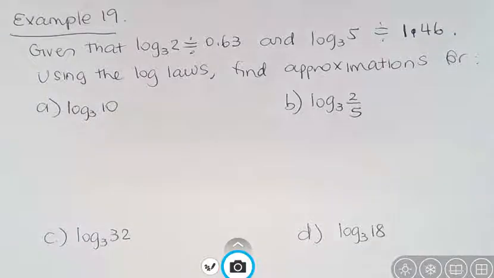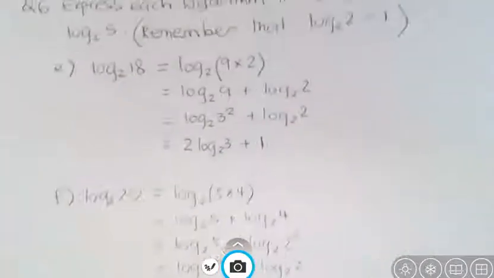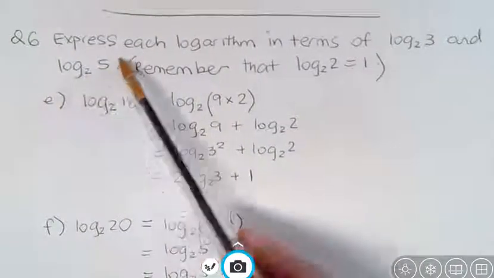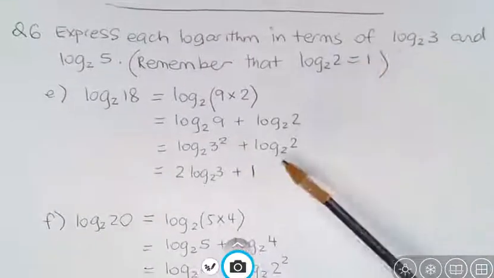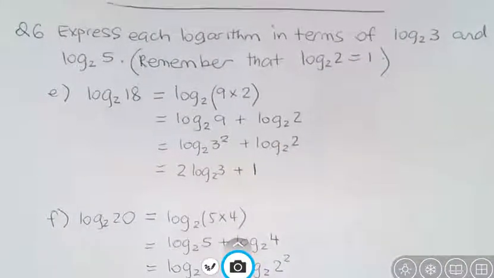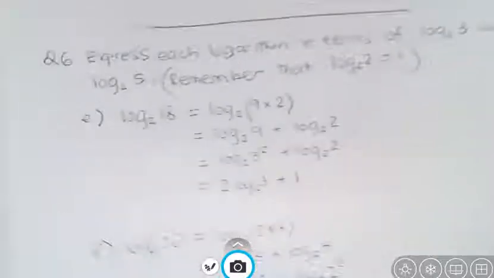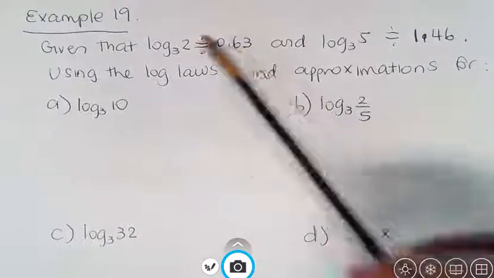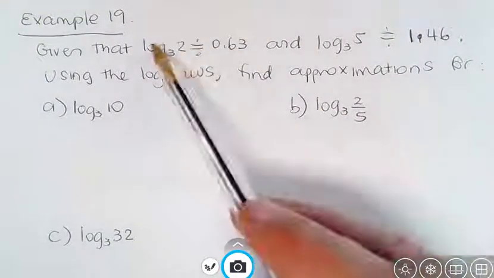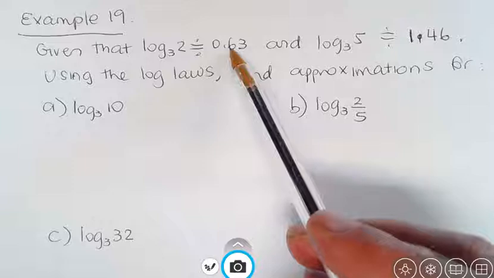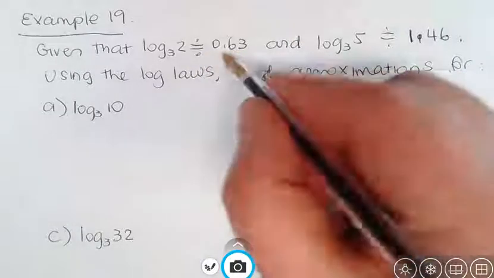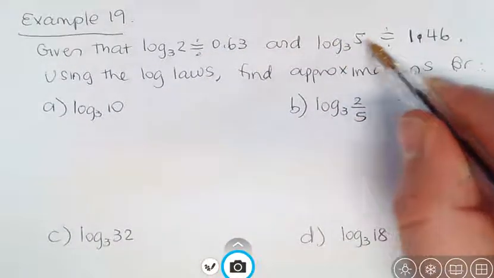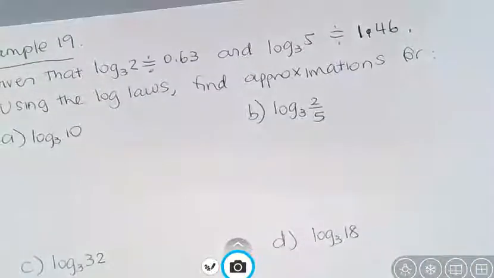19 follows on from the last question that we did. So in the last question, we were expressing these logs in terms of, say, log to the base 2 of 3, log to the base 2 of 5, and log to the base 2 of 2, but we weren't able to calculate the values. However, in this example here, we've been given approximate values for these logs. So given that log to the base 3 of 2 is approximately 0.63, to two decimal places, and log to the base 3 of 5 is approximately equal to 1.46.